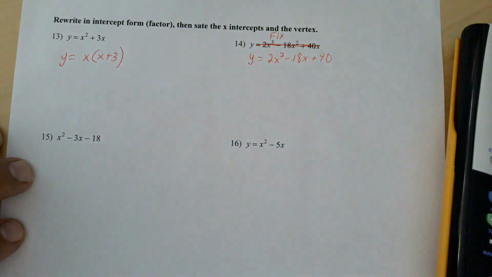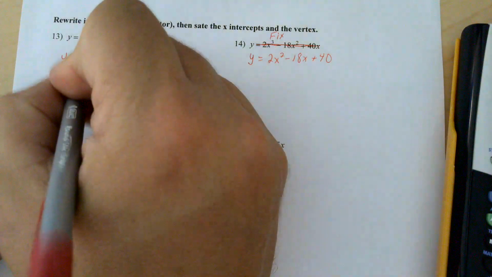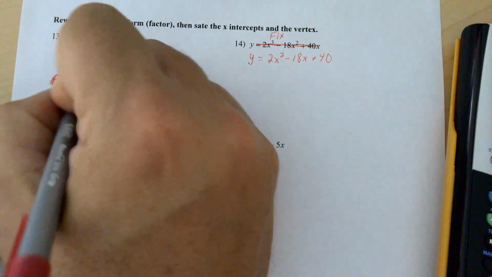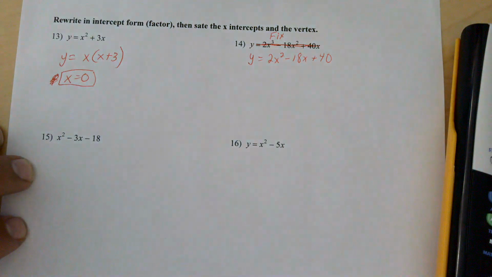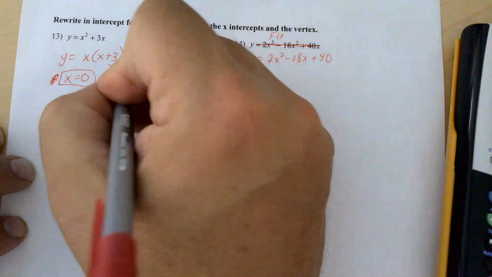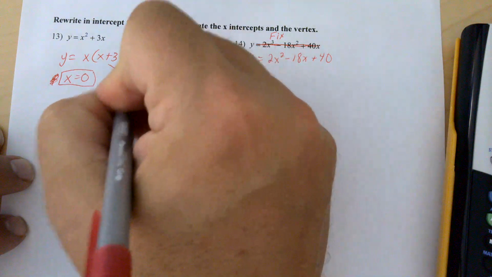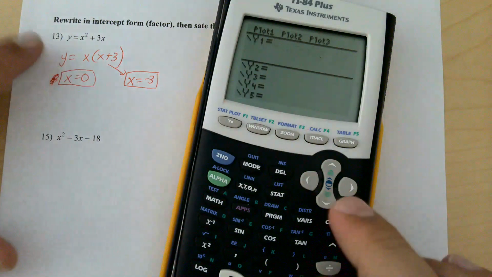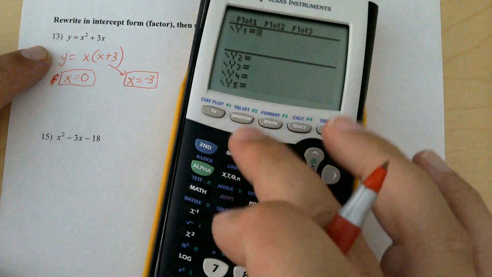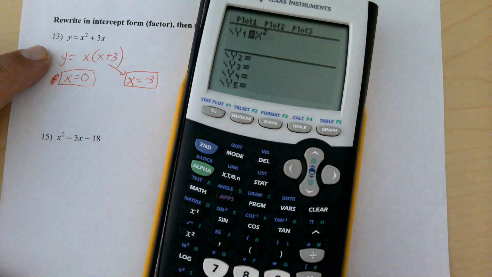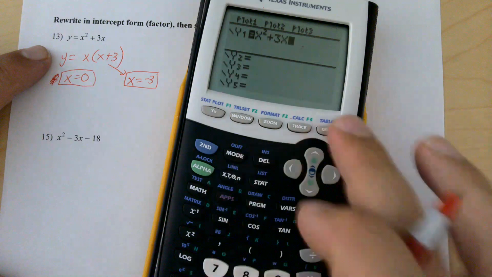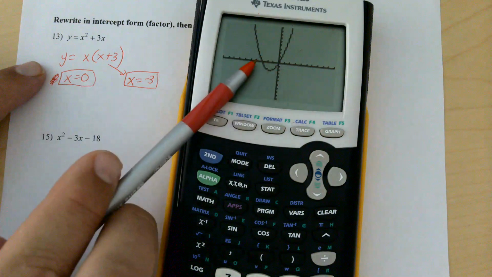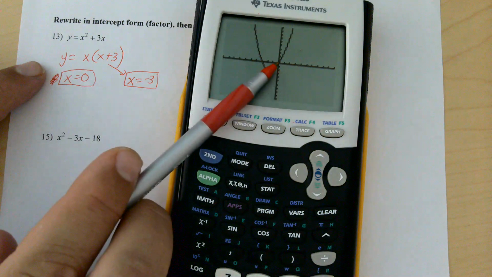Okay, so there's my factors, and I now define my intercepts. What makes x 0 is 0. I know that graph's going to cross the x-axis at 0, and what makes this 0 is a negative 3. Okay, and I can confirm that. So I'm going to type in my original problem. I factored it, there's the factored form, and I'm going to type in x squared plus 3x. And when I hit graph, I'm going to confirm that I have the correct intercepts. Here's negative 3 where it's crossing, and then there's 0.